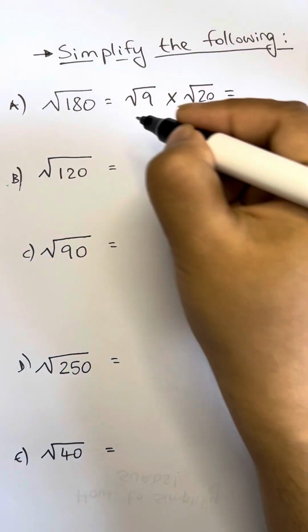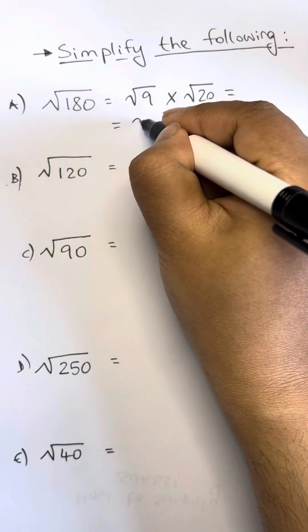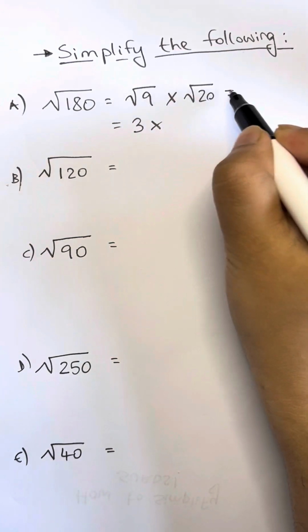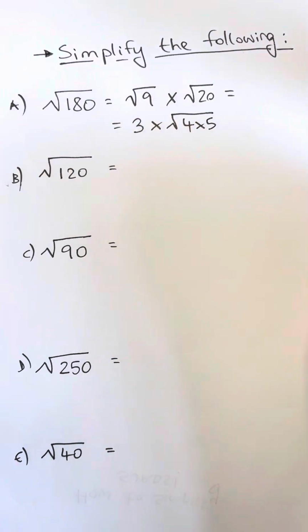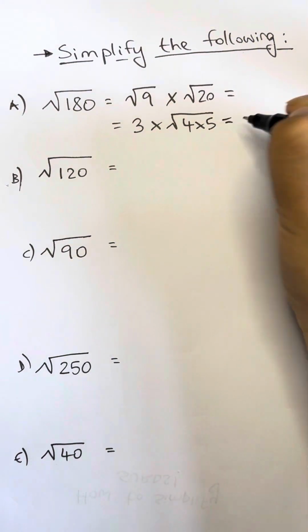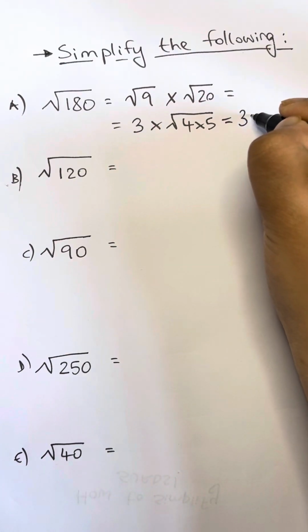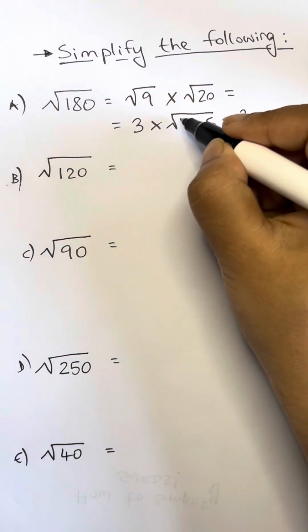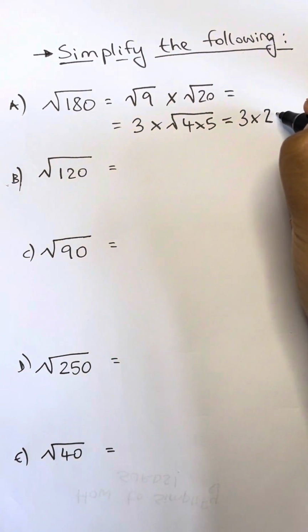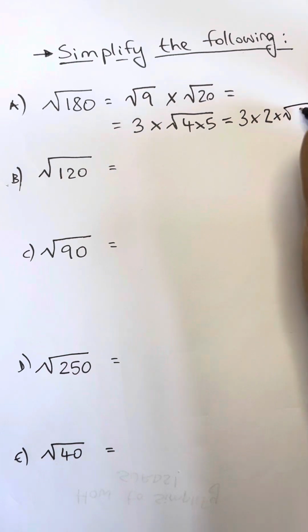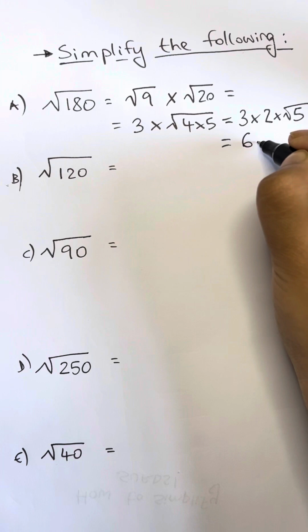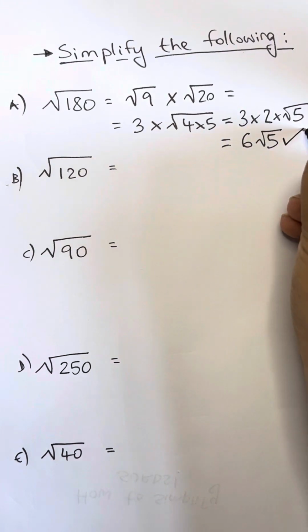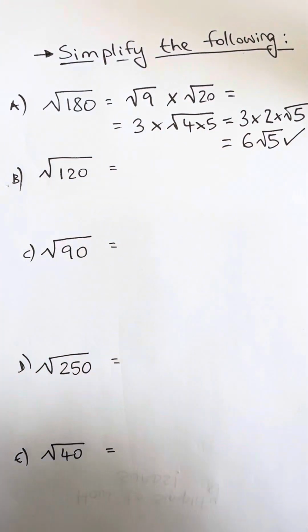I know that square root of 9 is 3. 3 times square root of 20, which can be written as 4 times 5. So that is 3 times square root of 4, which is just 2, multiplied by square root of 5. So your final answer is 3 times 2, which is 6, so 6 root 5.